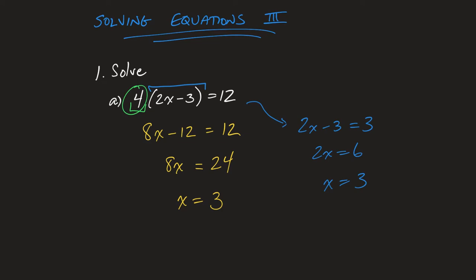Okay, that's just a different way to solve the problem. But I want to also draw to your attention that we have to be so careful about what we do. The only reason I was able to do that blue solution was because the 4 was multiplied by the whole 2x minus 3, by everything on that side. If it wasn't, then I can't do what I just did.